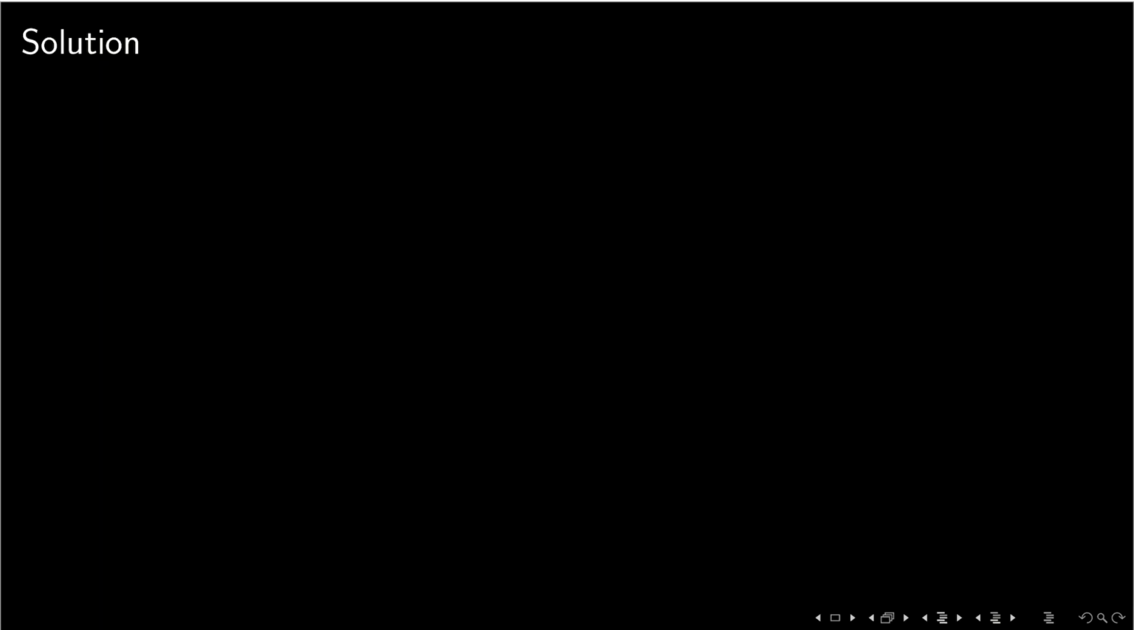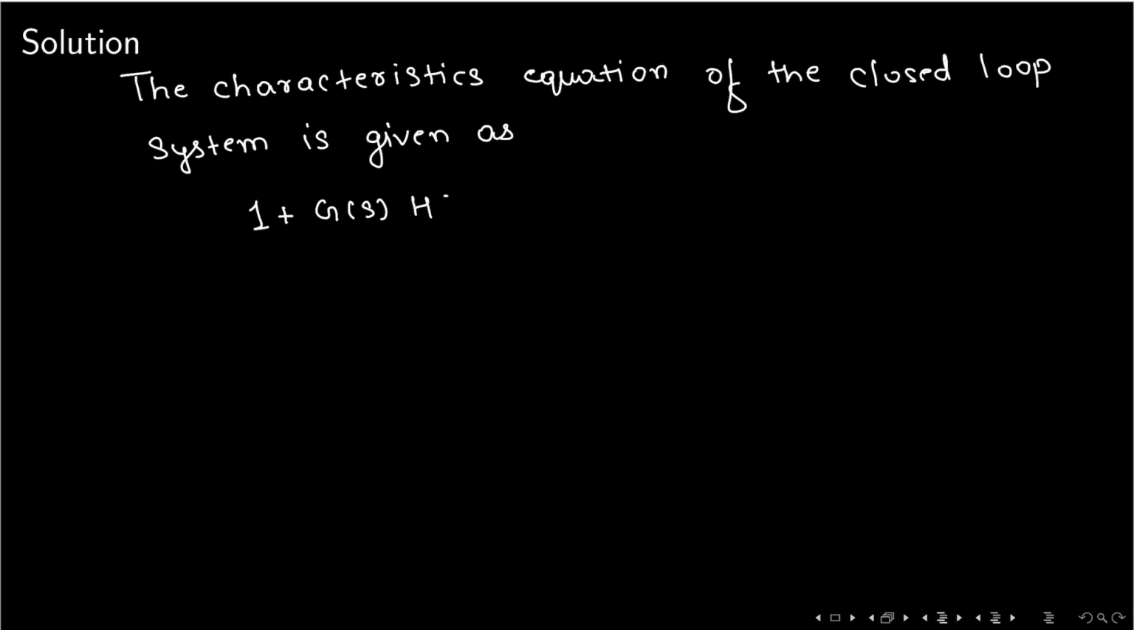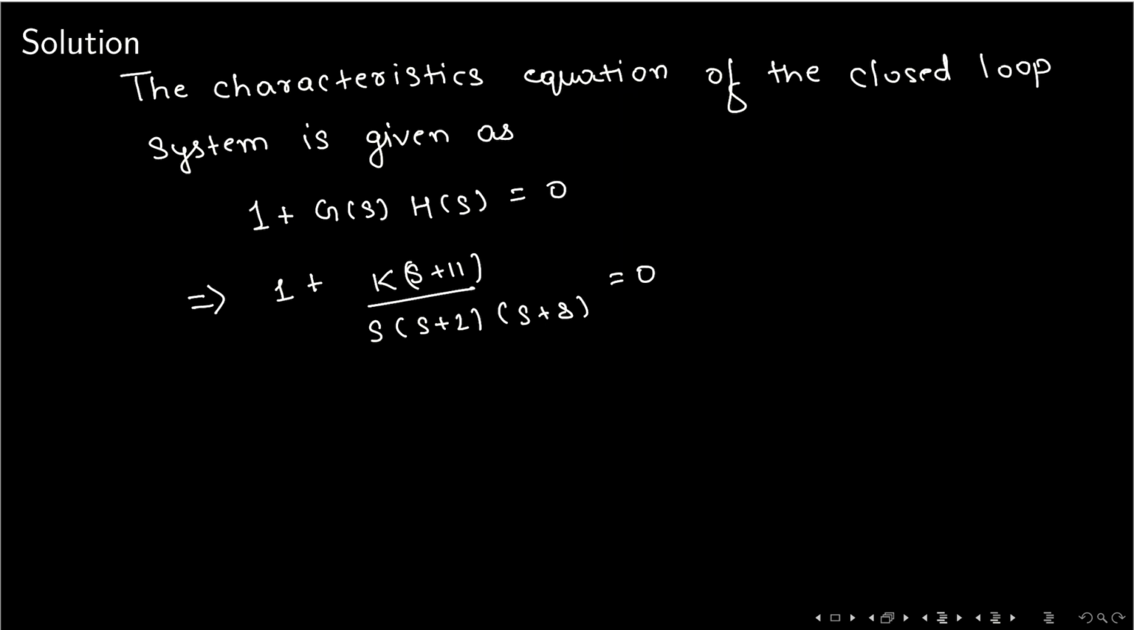First, we'll try to find the characteristic equation. The characteristic equation of the closed loop system is given as 1 plus G(s)H(s) equal to 0, which is 1 plus k times (s plus 11) divided by s into (s plus 2) into (s plus 8) equal to 0.